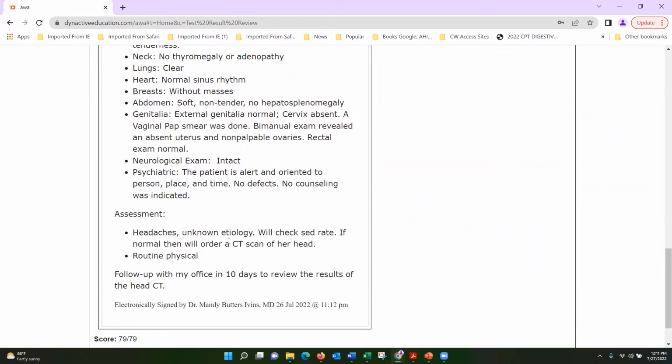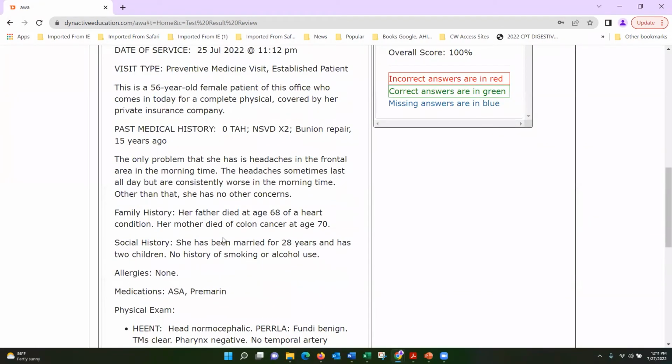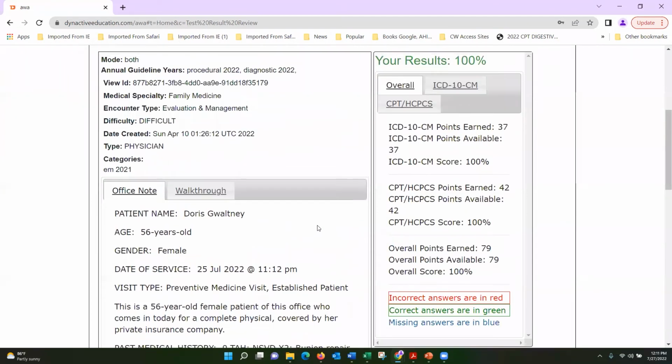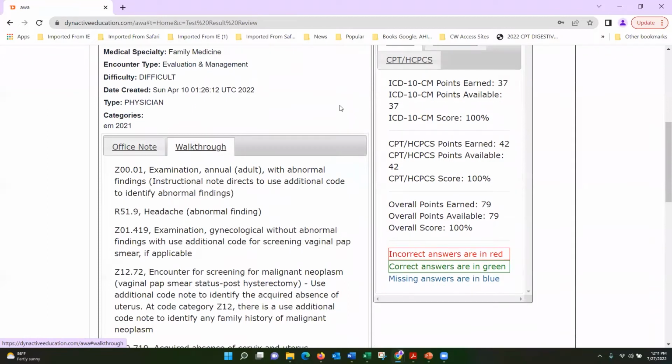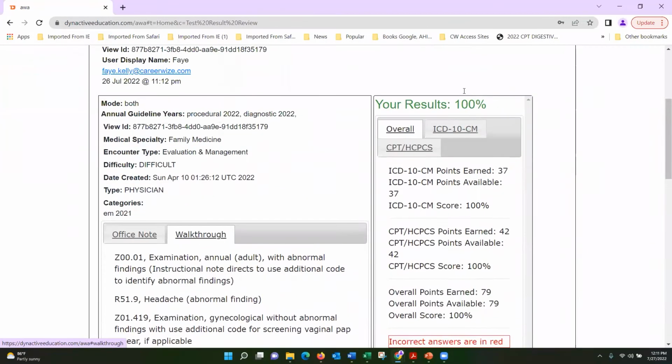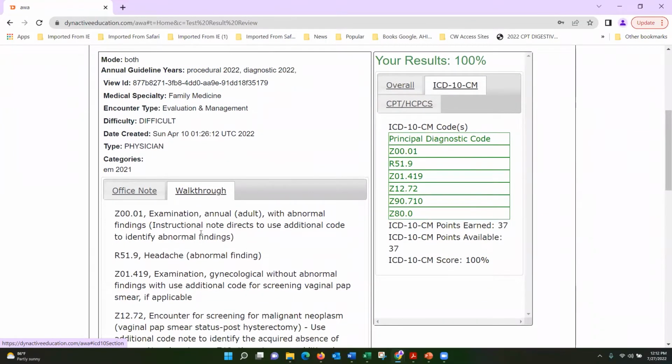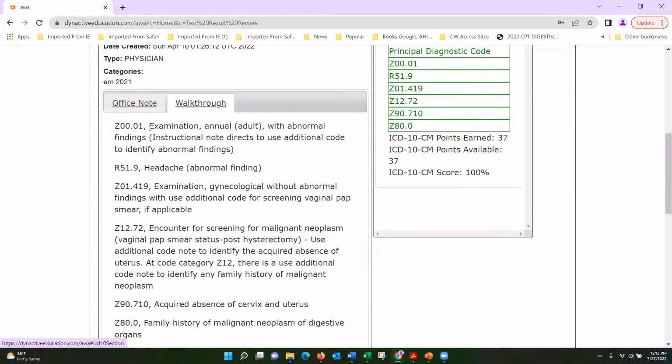Okay. So now we want to think about what are we coding here? And I'm going to show you the walkthrough now. We're going to look at our ICD-10 diagnosis codes first. I can pull them up here, or I'm going to walk through here. The first thing is that we have an examination, an annual exam, but we have abnormal findings because that headache is not normal. And he certainly is addressing it because he's doing blood work. And if that's normal, he's going to do a radiological exam.